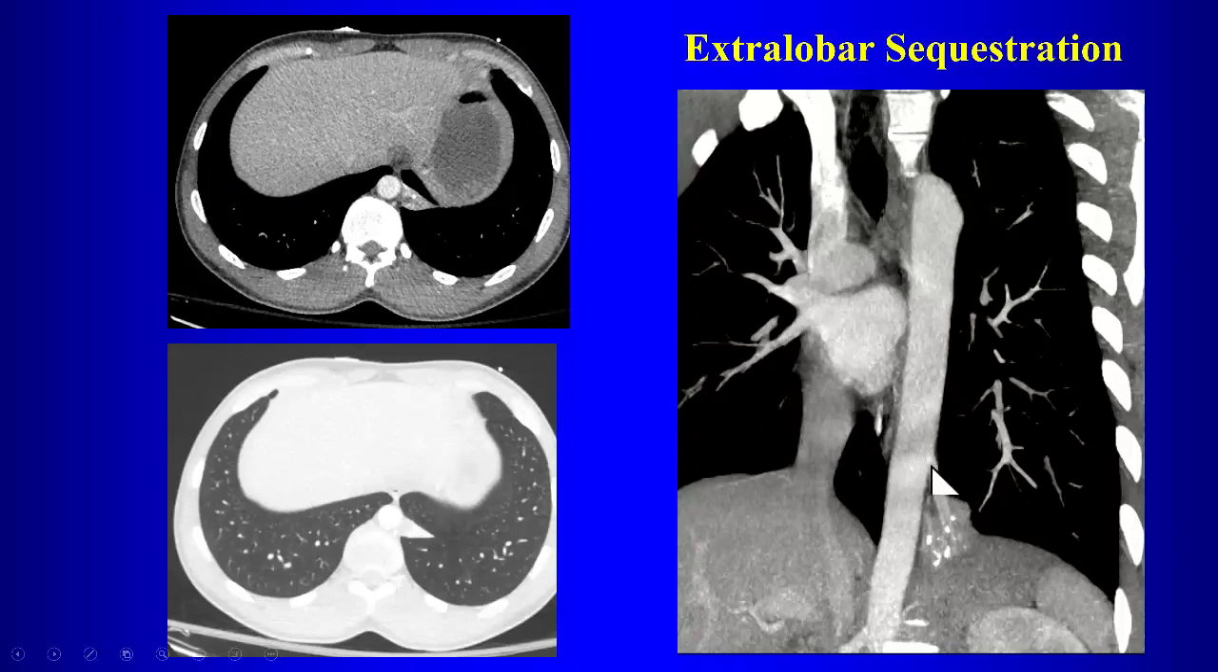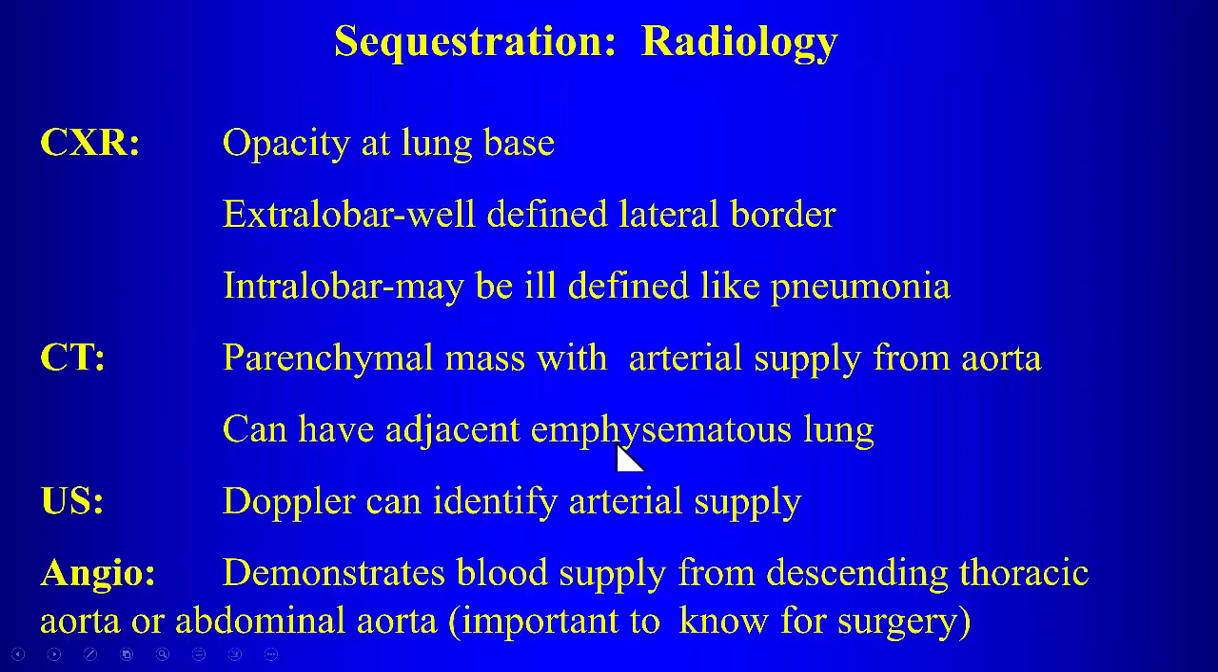But for any type of sequestration, you would look for the feeding vessel and arterial supply, systemic arterial supply, usually from the descending thoracic aorta. Although in some cases it can come up from the abdominal aorta, which is important to note, especially if the patient's going to go for surgery, because they're going to have to know where that vessel is coming from. So we look for usually opacity at the lung base. The extralobars have better defined borders because they have pleural covering, whereas the intralobar may be more ill-defined.